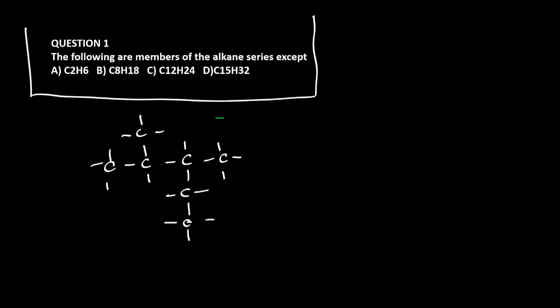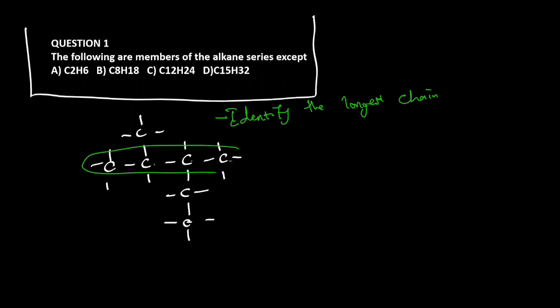First of all, let me just write it so you can note it down. Identify the longest chain. Nice. That's the first step. Now let's identify it. 1, 2, 3, 4. Is this the longest chain? It's not. Okay, let's go to another route. 1, 2 can never be. Okay, let's try another one. 1, 2, 3, 4, 5. It looks like it can be the longest.